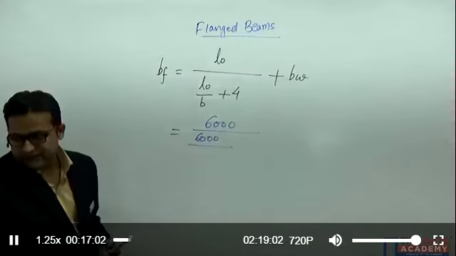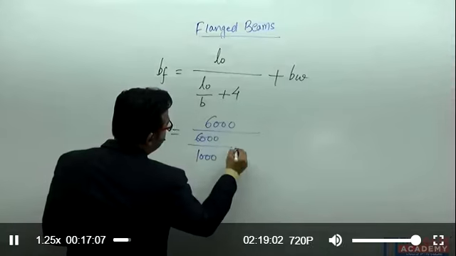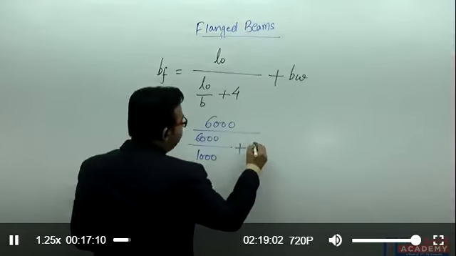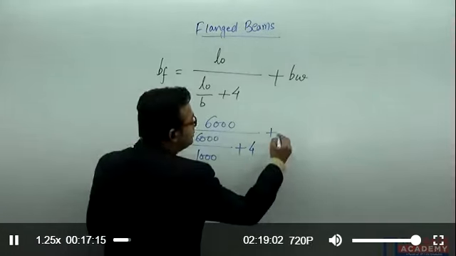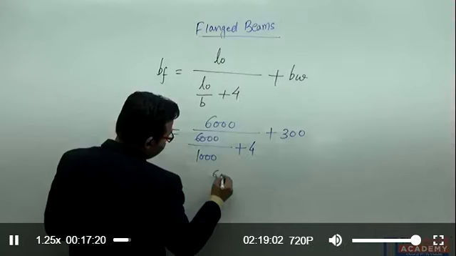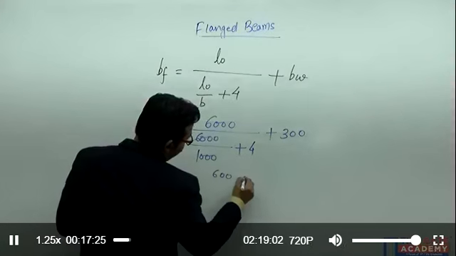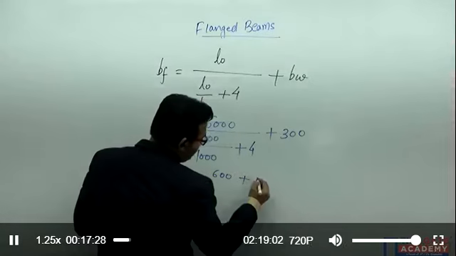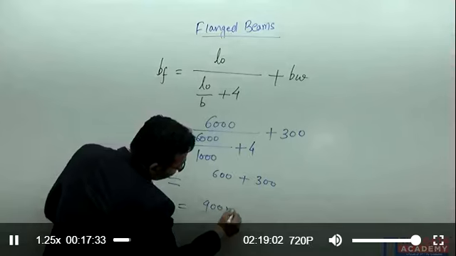And the b is the actual width. They have given 1000 mm in the figure, so I can write here 1000 mm, plus 4, plus width of web we can see. They have given 300 mm. So if you see, here I am getting 600 mm plus 300 mm, equal to total 900 mm.